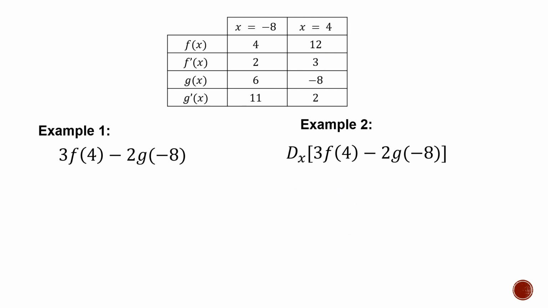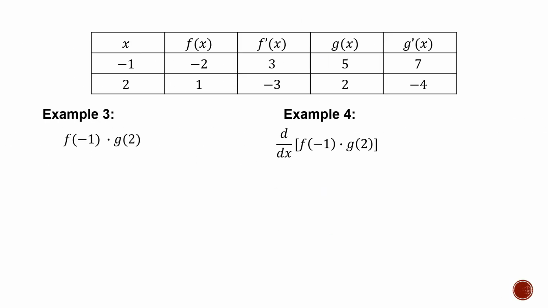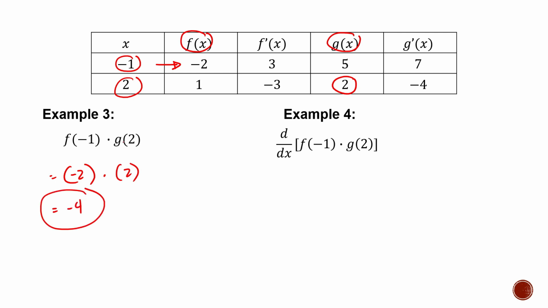Alright, let's go to the next one. Here we need to find f of negative 1 times g of 2. So f of negative 1, this is our f function, and this is negative 1, that means it's negative 2. Times g of 2, this is our g function, and this is 2, so that means it's 2, which is equal to negative 4.